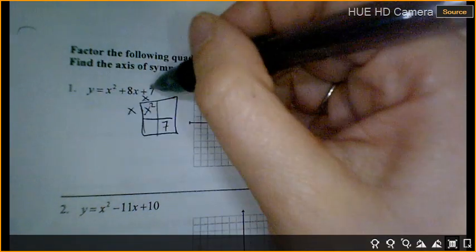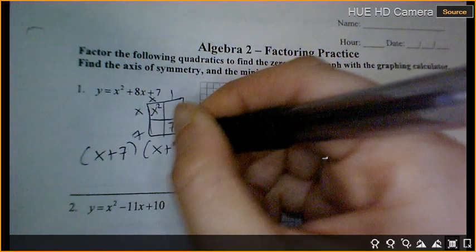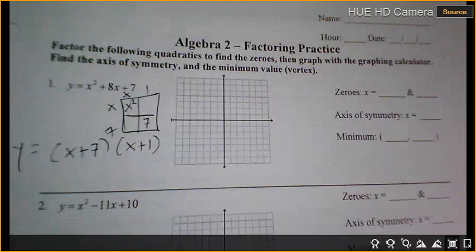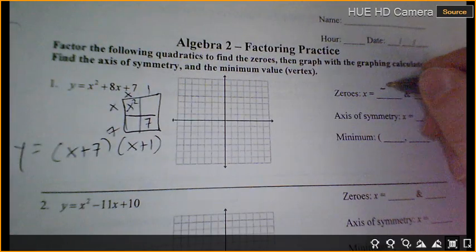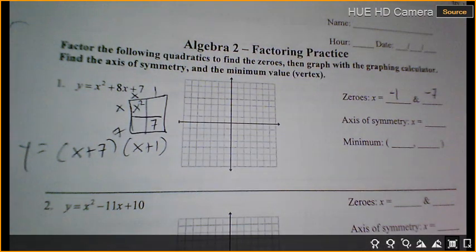I know this is x and x. I need it to multiply to 7 but add to 8, so it's going to have to be 7 and 1. So that means it's just x plus 7 times x plus 1 equals y. Now my zeros, remember, are opposite those factored forms, so I should have -1 and -7. Yes? Is x plus 7 x plus 1?